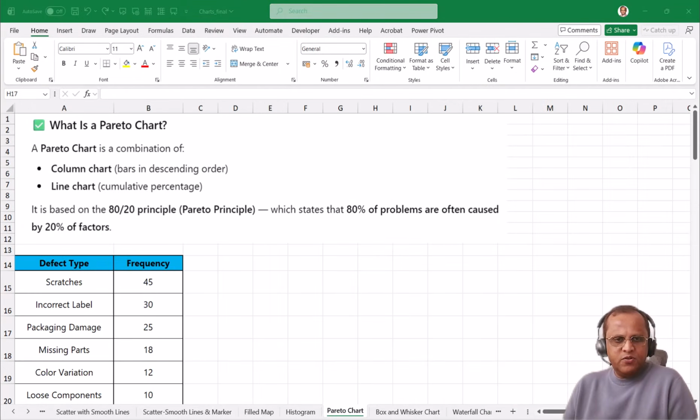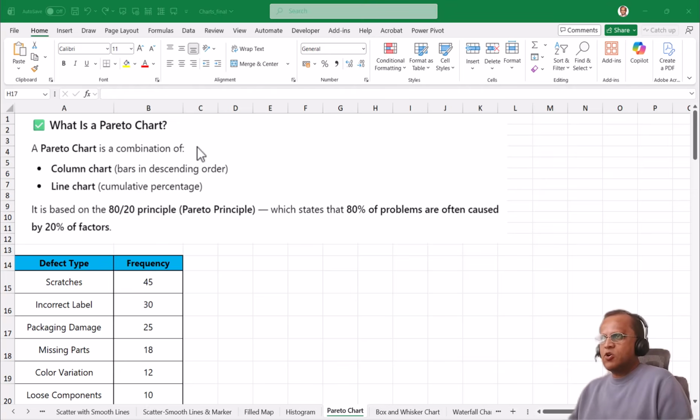Now in this video, we'll be seeing another important chart in Microsoft Excel that is known as the Pareto chart. So let us see how we can create a Pareto chart. But before that, let us see what a Pareto chart is, and what the uses, advantages and disadvantages of the Pareto chart are. So what is a Pareto chart?